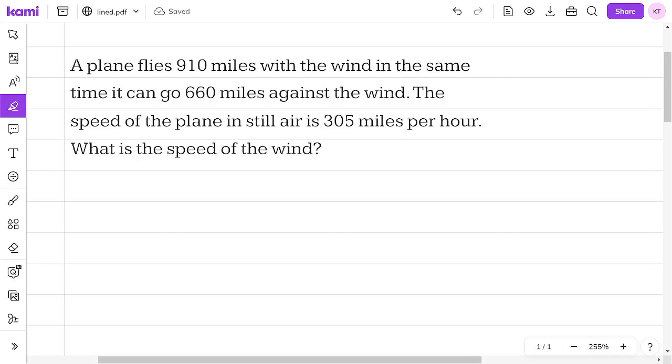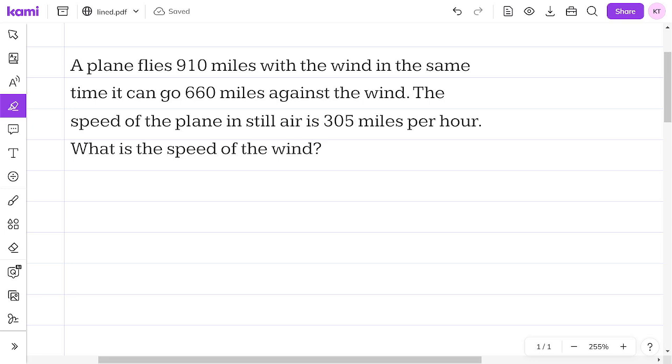Okay, so in this example here, we have a plane that is flying 910 miles when it goes with the wind in the same time that it can go 660 miles against the wind. And the speed of the plane in still air is going to be 305 miles per hour. And it's wondering what the speed of the wind is.